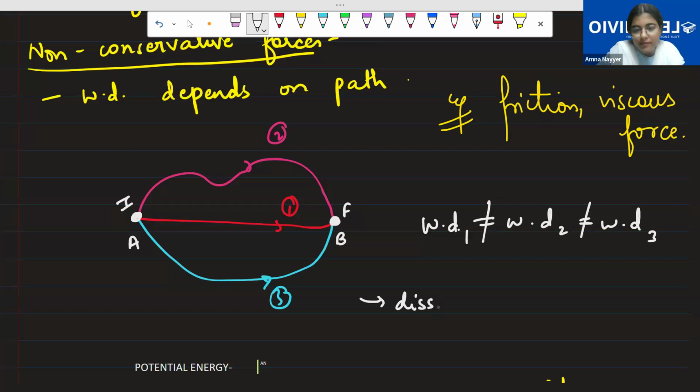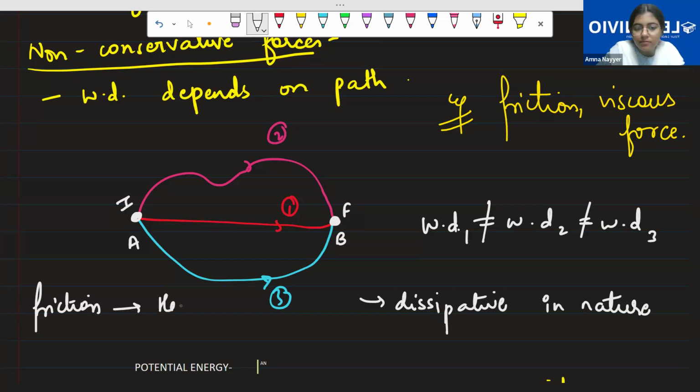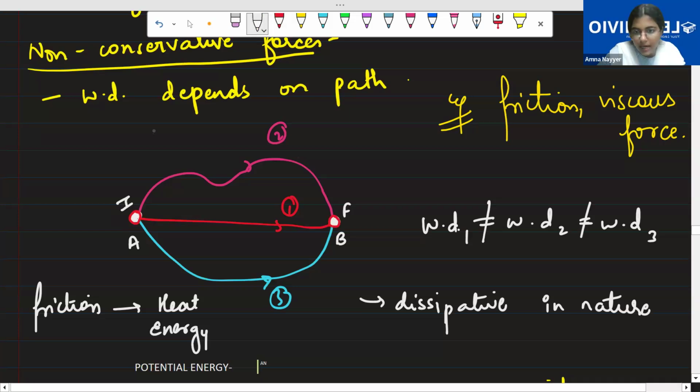One good example is the friction force. Friction force just converts itself in maximum cases into heat energy. So it is not a conservative force, it's a non-conservative force. It depends on how the path has been traveled, not just the initial and final point. This is your initial point and your final point. If the force relies just on these two, it means it is a conservative force. If it doesn't, it means it's a non-conservative force.